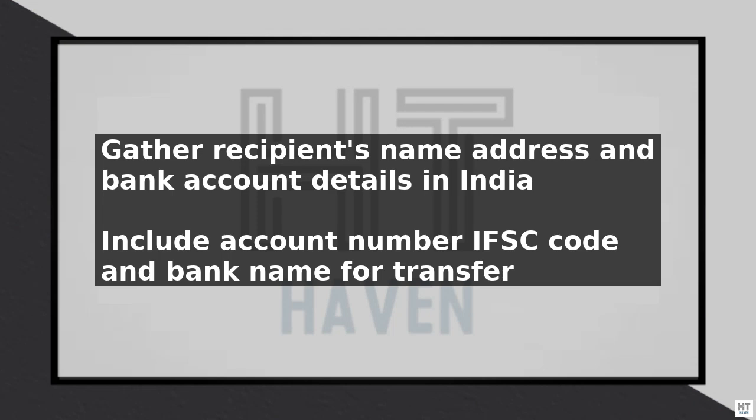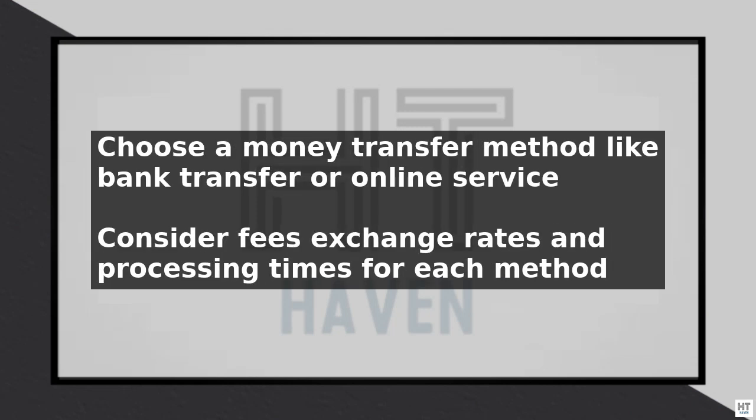Next, you need to choose a money transfer method. You can use a bank transfer, online money transfer services, or a currency exchange broker. Each method has its own fees, exchange rates, and processing times. Bank transfers are generally more secure but may take longer and have higher fees. Online money transfer services are often faster and cheaper, but may have lower security.